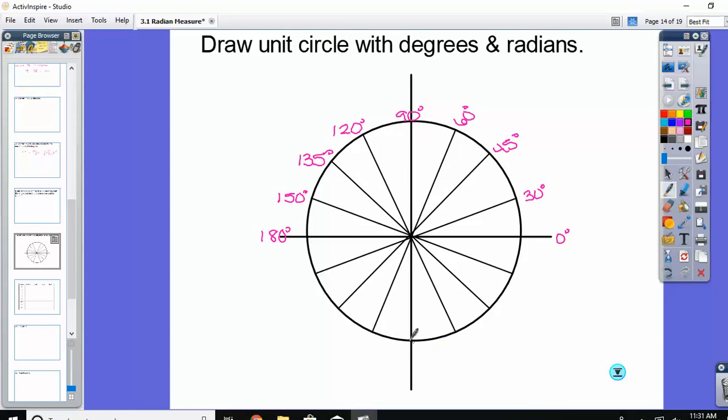How would I get the angles in the third quadrant? Reference angles are from the x-axis, so we'll just do the 180 and we will add our reference angle. So 180 plus 30, 210. 180 plus 45, 225. 180 plus 60, 240. What would this line down here represent? 270.